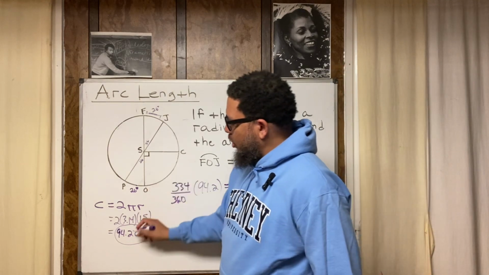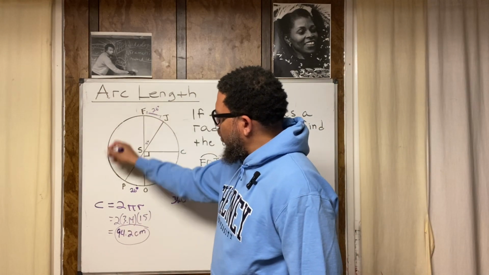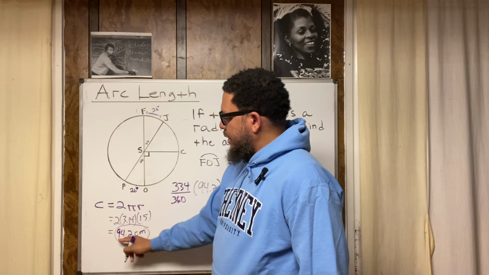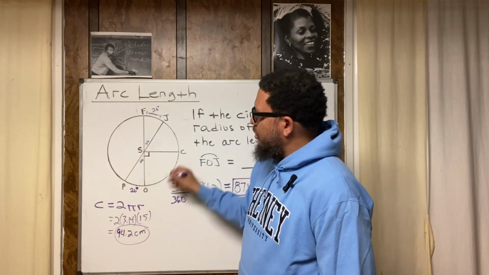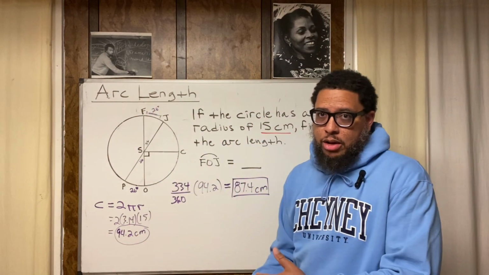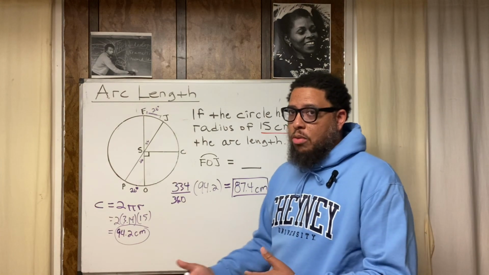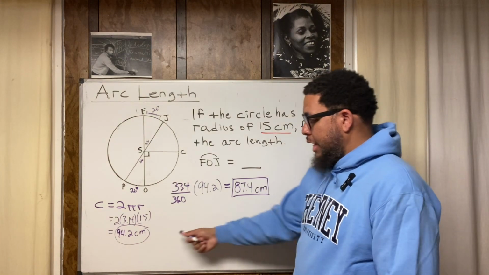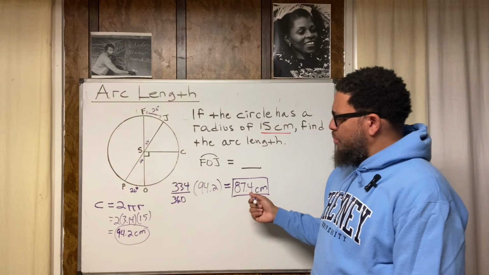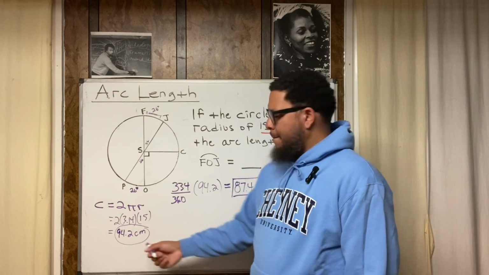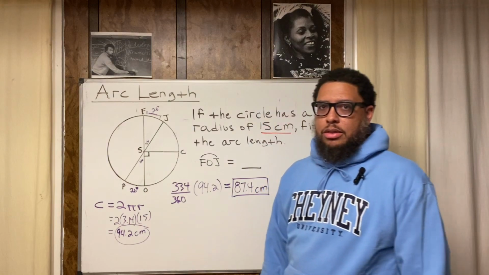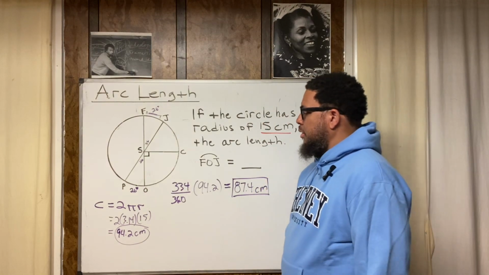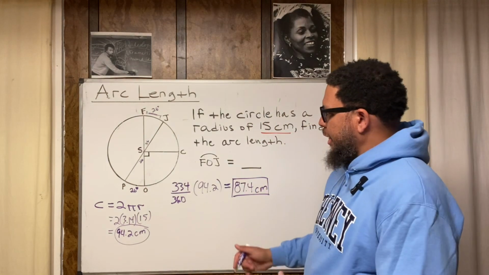Because all the way around the whole circle, from point F all the way around back to point F, is 94.2 centimeters. And isn't point F to point J almost all the way around? So therefore, the length should be almost 94.2. And isn't 87.4 close to 94.2? Like $87.40 is close to $94.20, right? Exactly. So this answer makes sense.